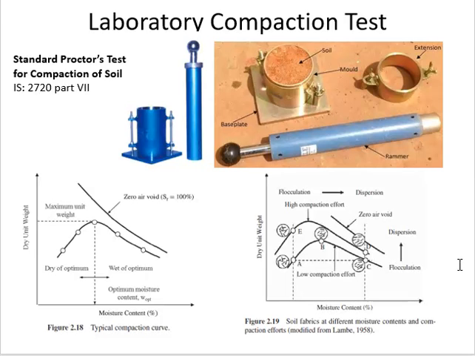A graph is plotted between water content and dry density, which is called a compaction curve. The peak of this curve represents the maximum dry density and its corresponding water content is reported as optimum moisture content. If the soil is compacted with a water content less than OMC, it is called dry of optimum, and if the soil is compacted with a water content more than OMC, it is called wet of optimum.